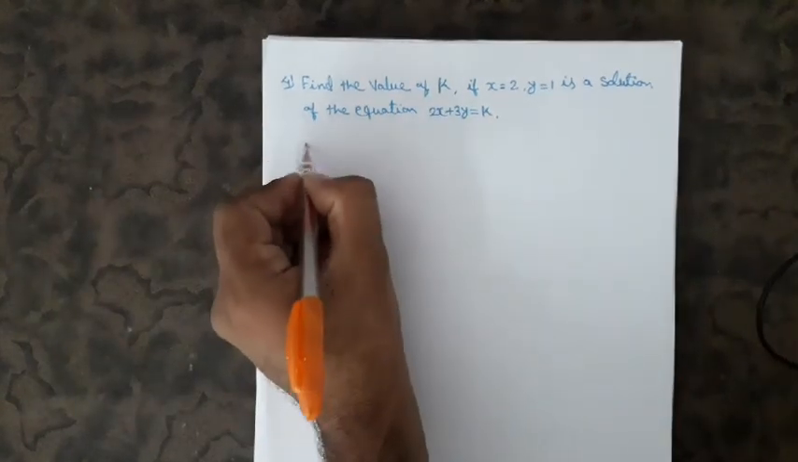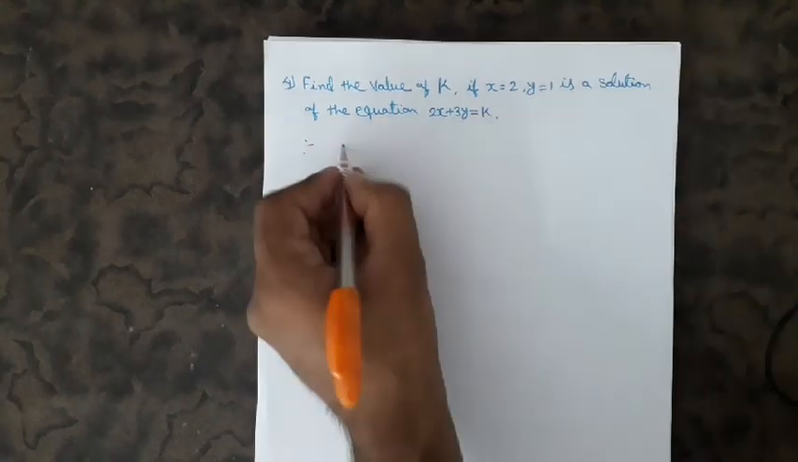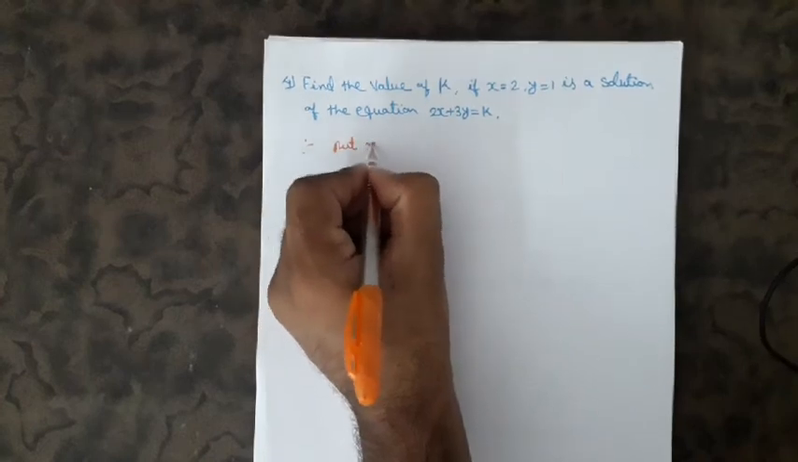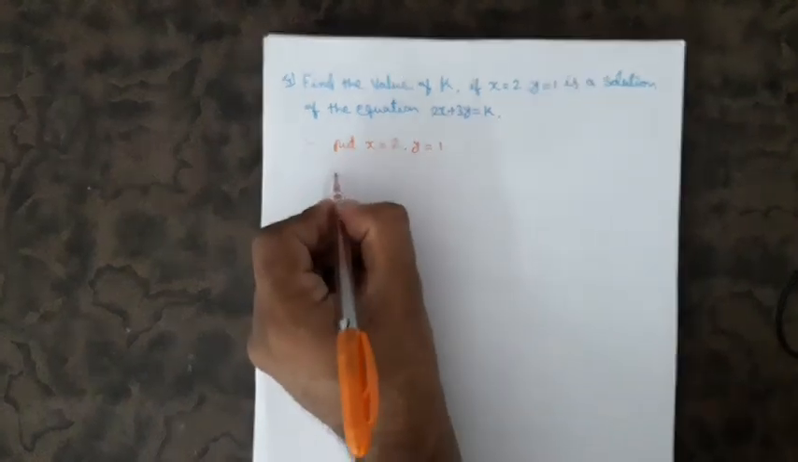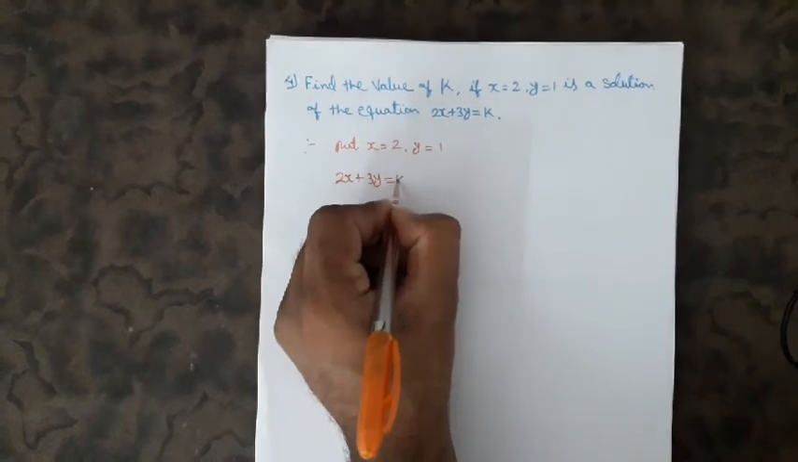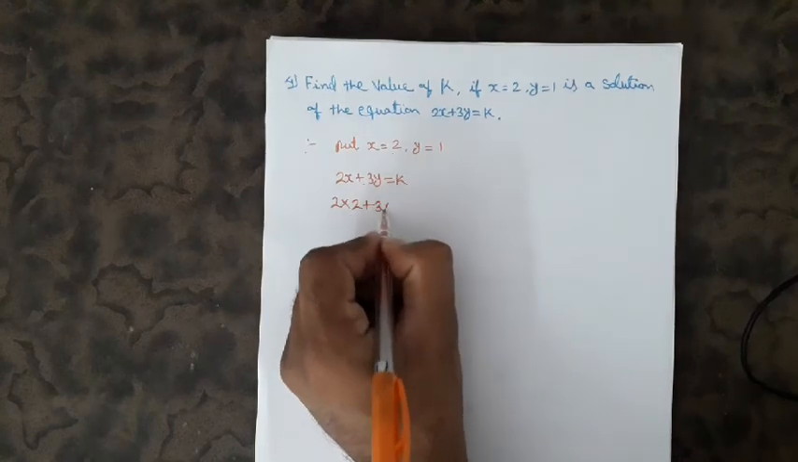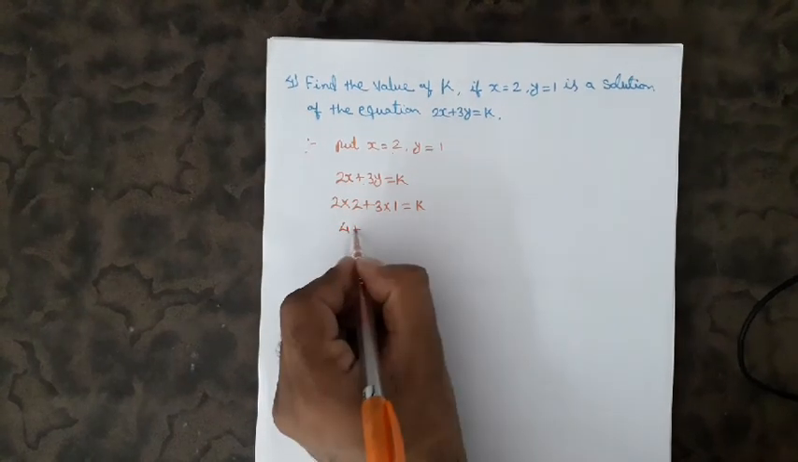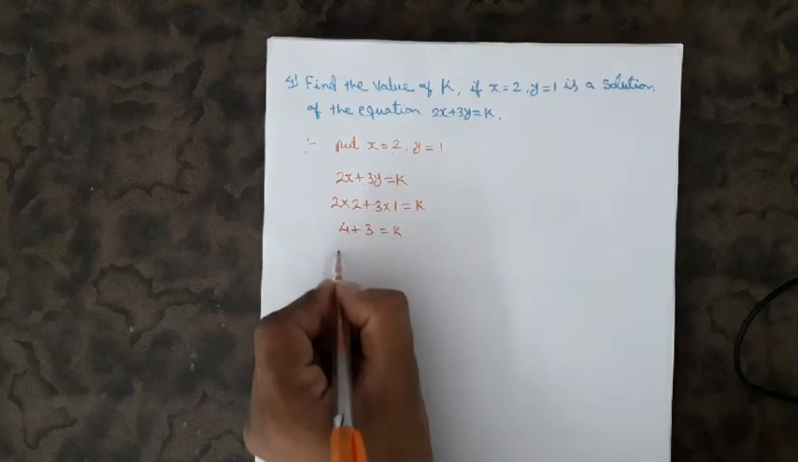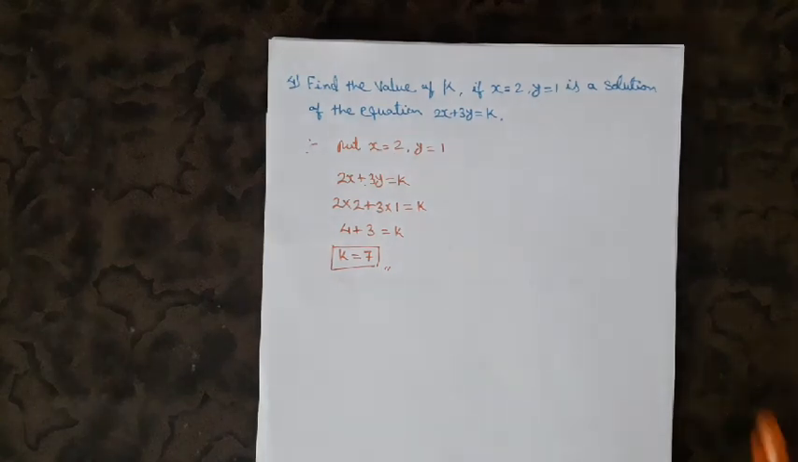So let us see. Instead of x I'll take 2, and instead of y I'll take 1. So put x equals 2 and y equals 1 in the given equation 2x plus 3y equals k. So 2 as it is, at the place of x I'll take 2, plus 3 as it is, instead of y I'll take 1, equals k. We have 2 into 2 becomes 4, and 3 multiplied by 1 becomes 3, equals k. So finally we get the value of k as 7. So this was the solution of the fourth question, and it was the last question of exercise 4.2.